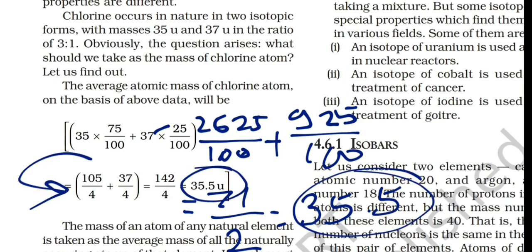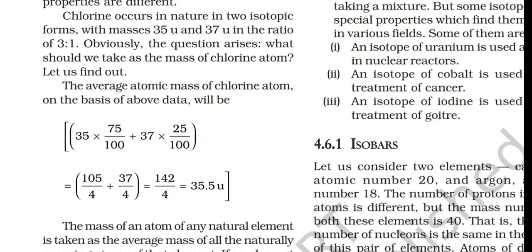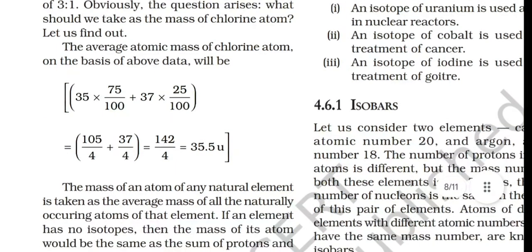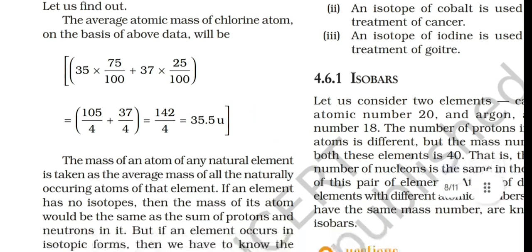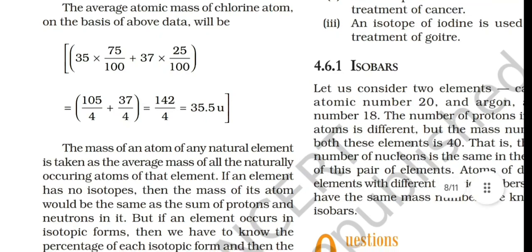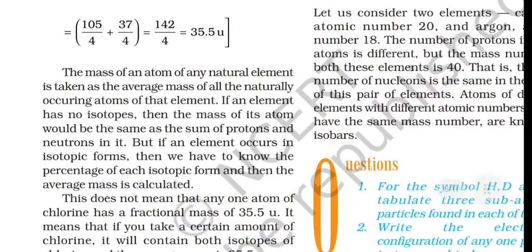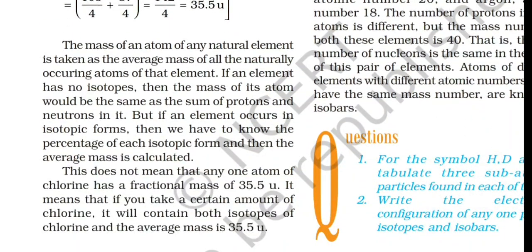You can calculate with the other method also and you get the same answer, but I feel this is the simple method, so I calculated here with this method. So the atomic mass of chlorine is 35.5 mu. Next, the mass of an atom of any natural element is taken as the average mass of all naturally occurring atoms of the element.